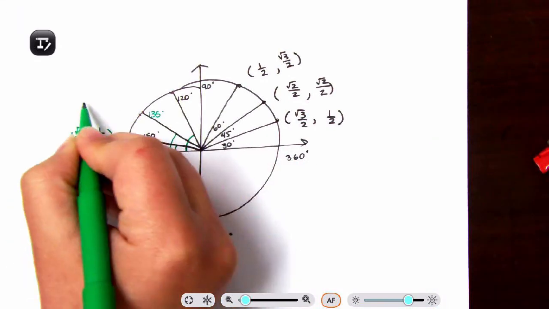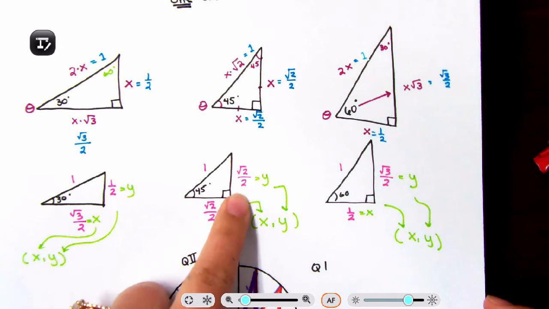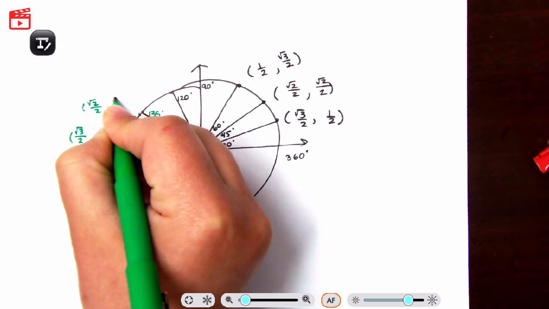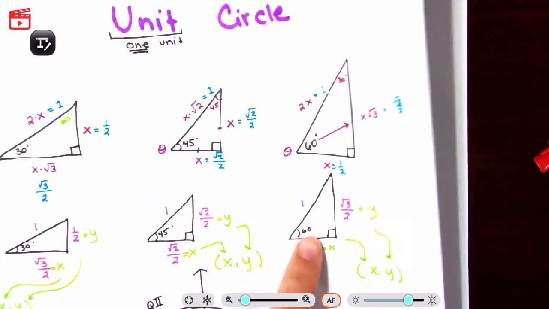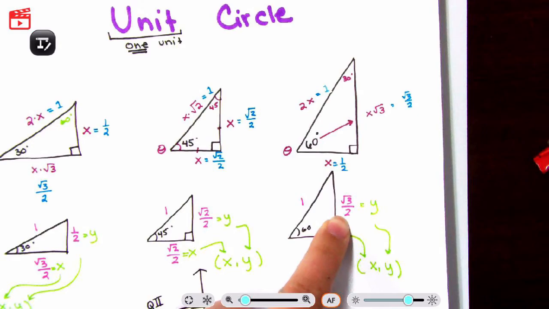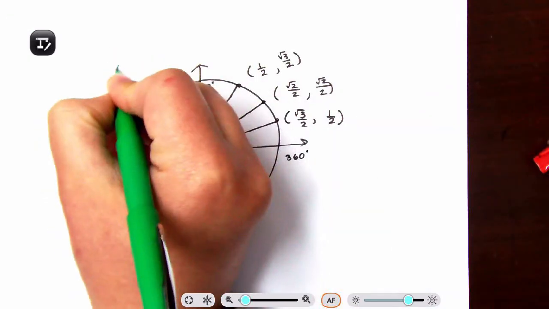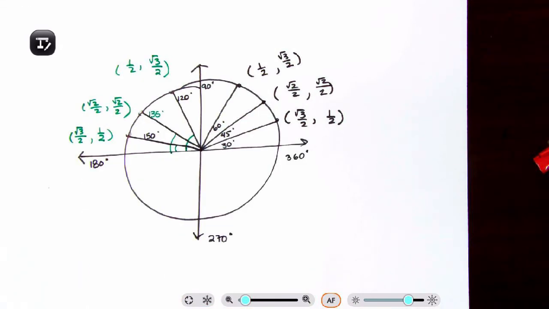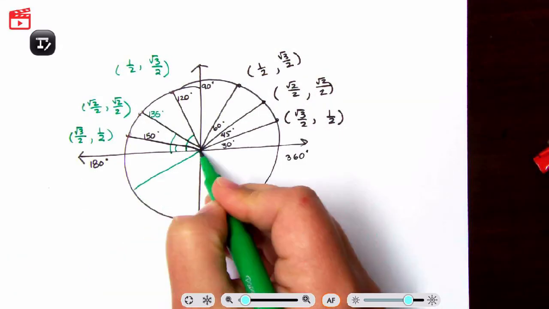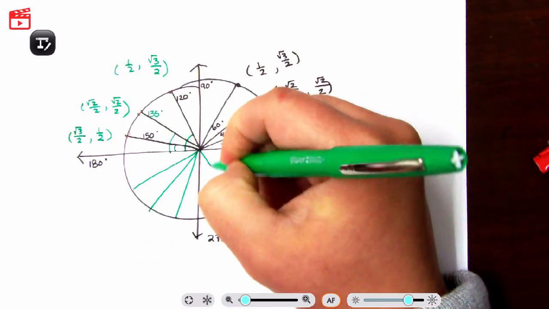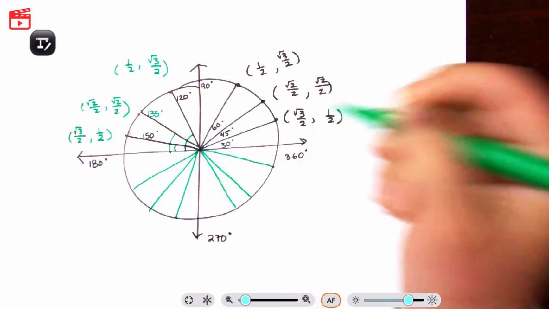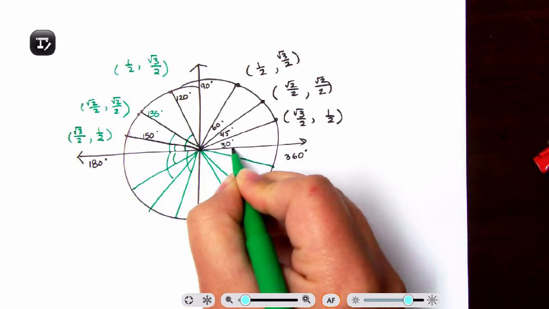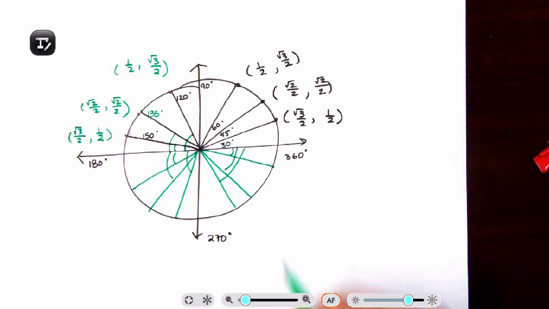For the 45-degree triangle, here's 45 degrees, root 2 over 2, X and Y, that stays the same. And then for our 60-degree triangle, our X is 1/2 and our Y is root 3 over 2. So that doesn't change. And if I had 3 more triangles here and 3 more triangles here, those values don't change. Here's your 30-degree triangle, here's your 45, here's your 60. Here's your 30-degree triangle, here's your 45-degree triangle, here's your 60.